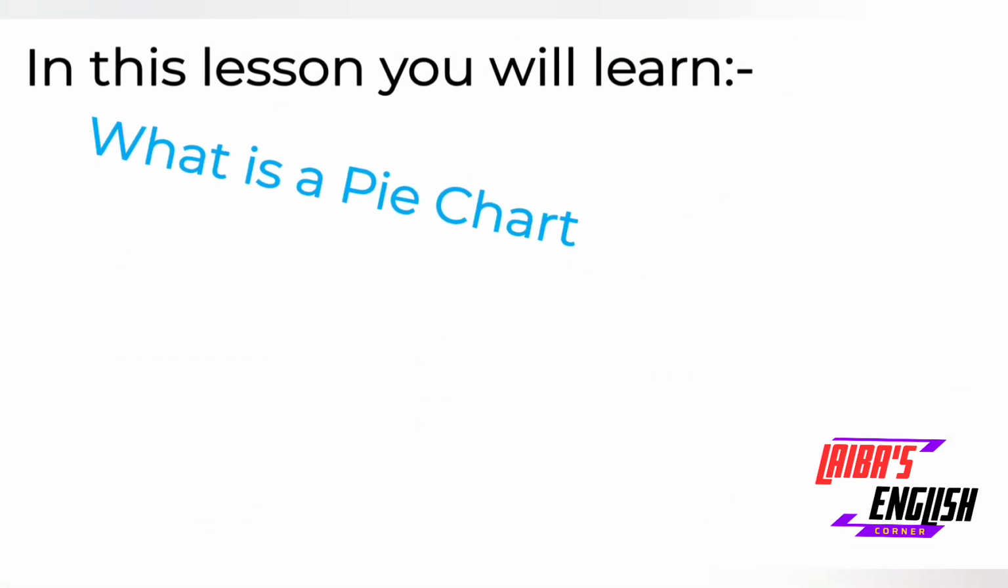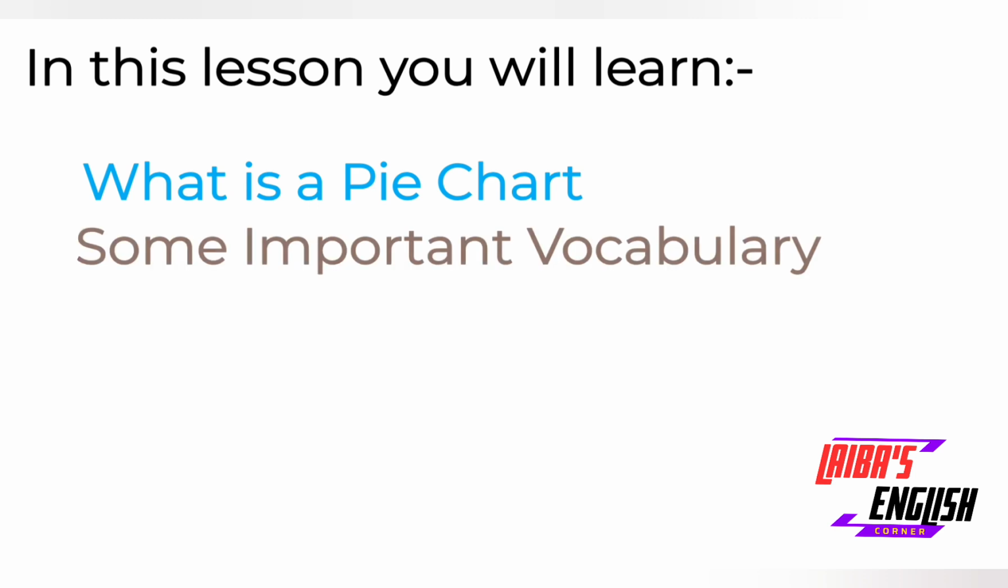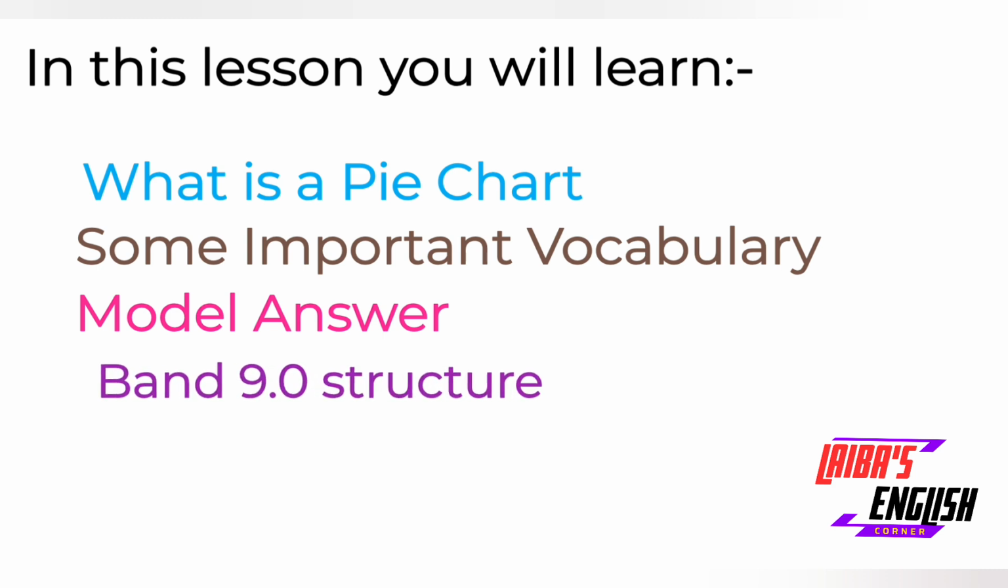In this lesson, we are going to discuss what a pie chart is basically and how to describe a pie chart in the IELTS exam. Number two, some important vocabulary words and how to structure your answer in 4 paragraphs of the IELTS exam. Then we will have a model answer as a sample and we will discuss the band 9.0 structure of IELTS Writing Task 1 pie chart.